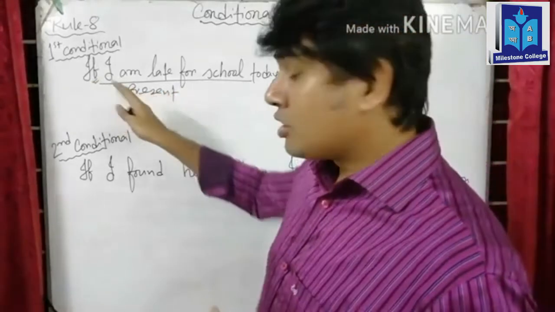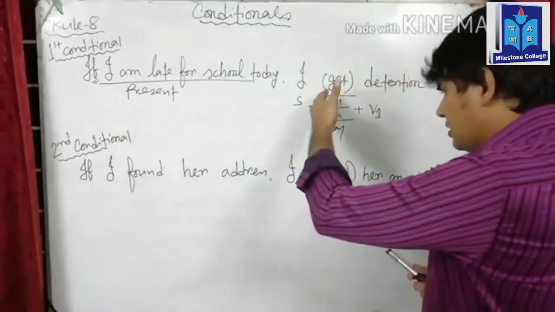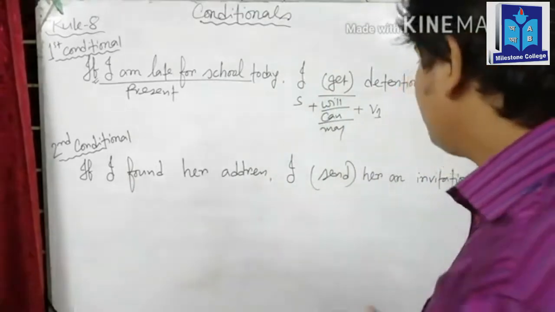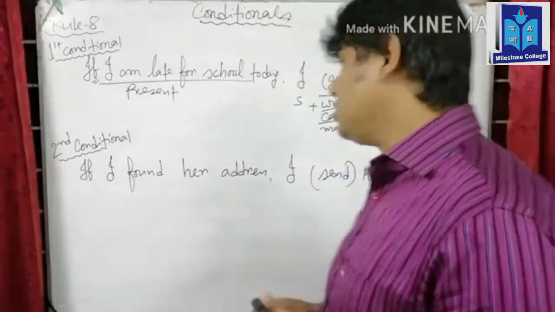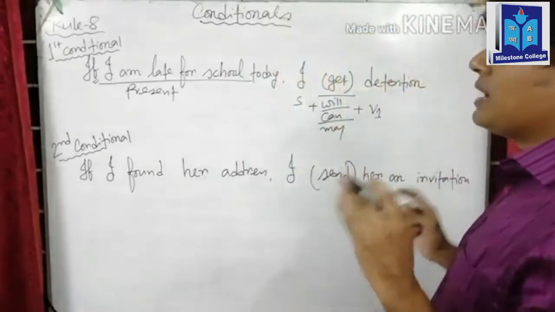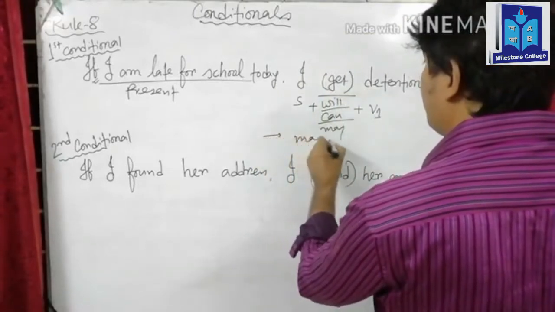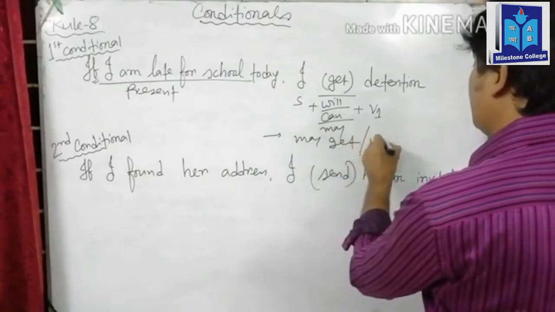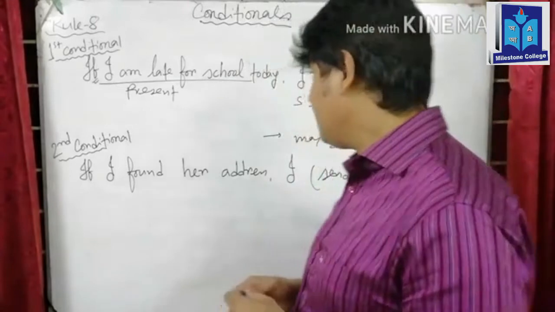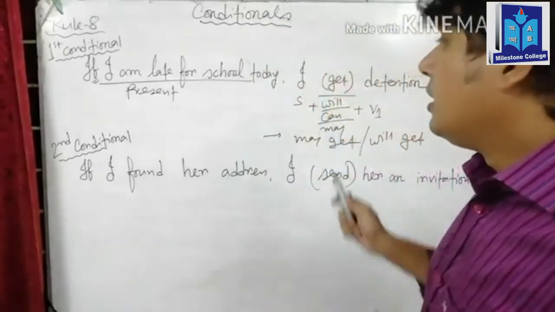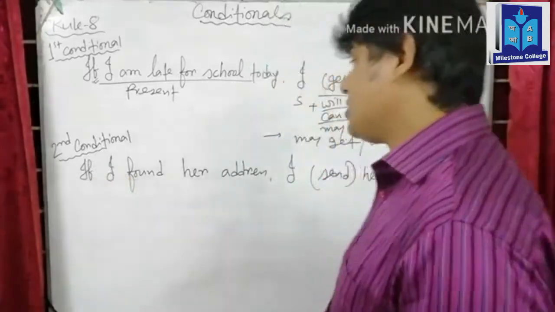So this is the structure. If this conditional clause is in present tense, after the subject, with these modals we can use any of them, and then the main verb, that means the present form of the verb, we have to use. So in this circumstance, the main answer is I get detention, I may get detention, or I will get detention. So any of the answers can be there. Even we can use can.